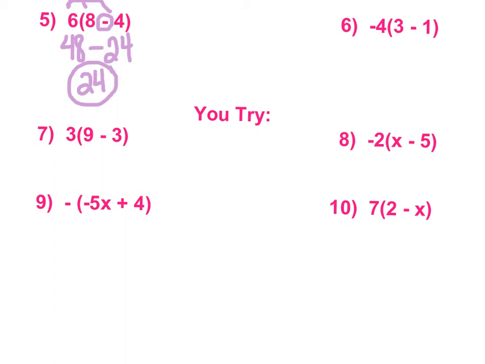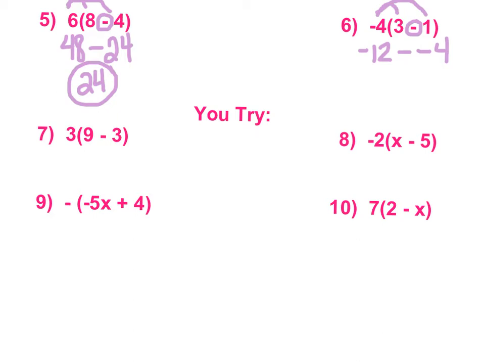Now on number 6, we want to be extra careful here because if you notice there is a negative in front of that 4. So first we're going to take negative 4 times 3, which is negative 12. Now we're going to bring down this minus sign here and then take negative 4 times 1, which is negative 4.